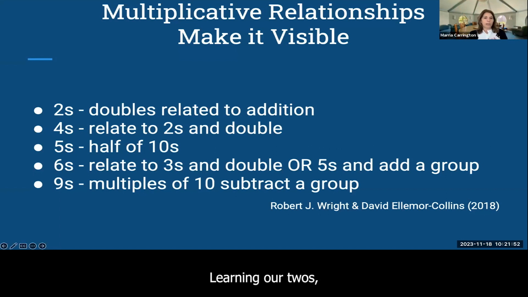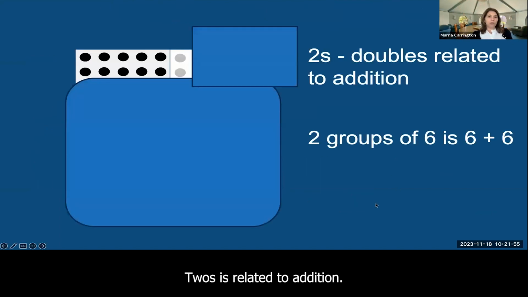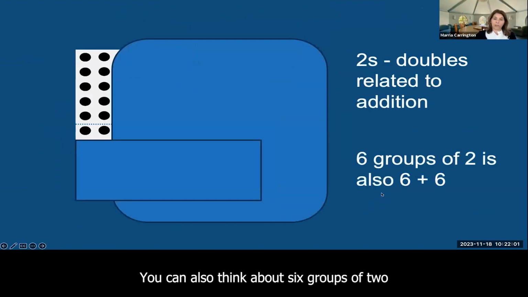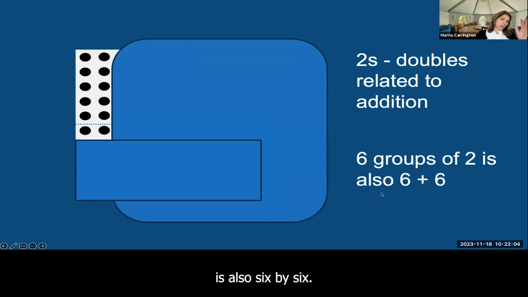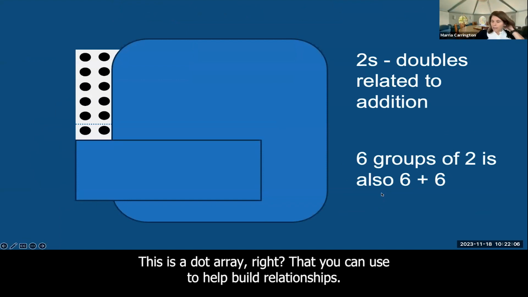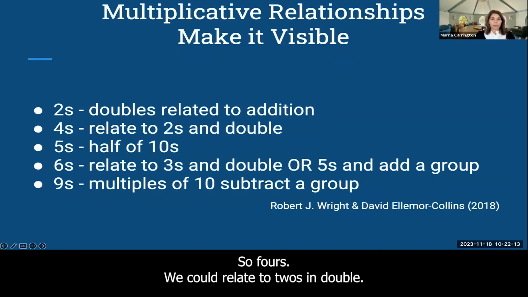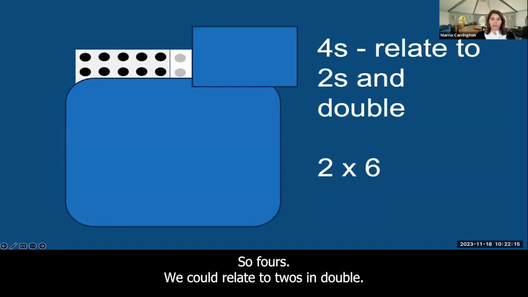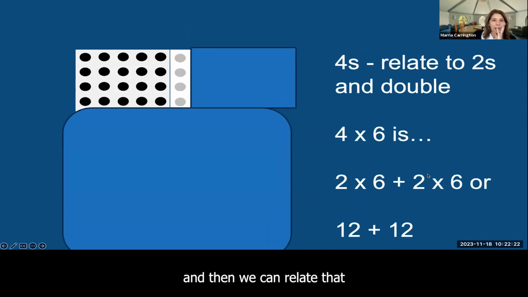Learning our 2s, right? 2s is related to addition. So 2 groups of 6 is 6 plus 6. You could also think about 6 groups of 2 is also 6 plus 6. So this is a different array. This is a dot array that you can use to help build the relationships. So 4s, we could relate to 2s in double. So we've got 2 times 6 here, and then we can relate that to 4 times 6.